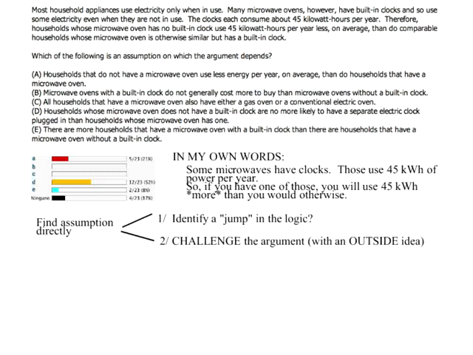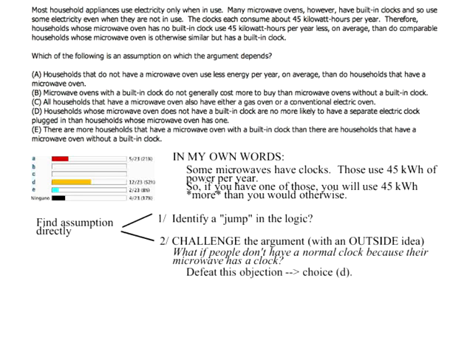So, for instance, one legitimate challenge you could raise here would be something like, what if people don't have a normal clock because their microwave has a clock? If you realize that's an objection, it's a very legitimate objection, because a lot of people might not want another clock if they already have one in their microwave. So if you need to defeat, you can defeat this particular objection. And so that's choice D.